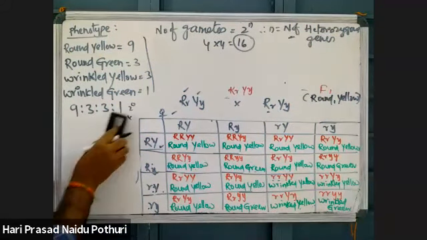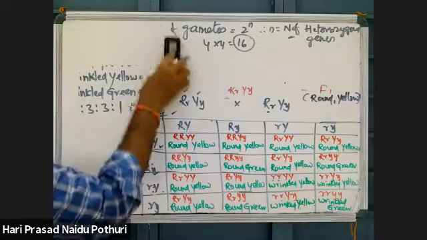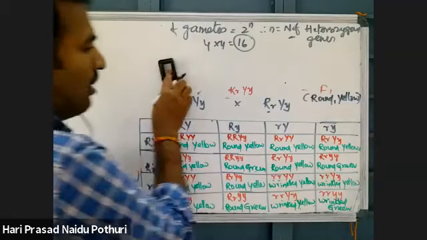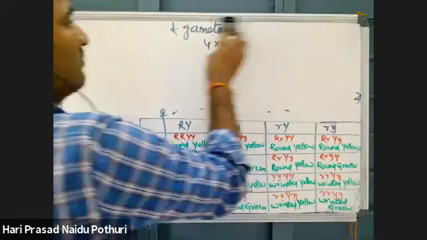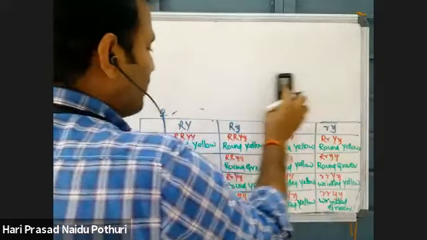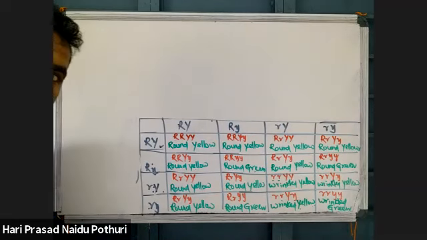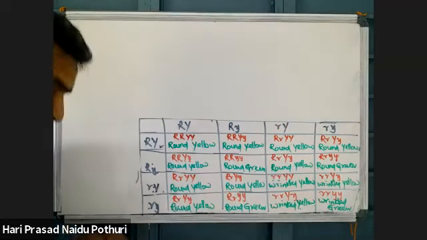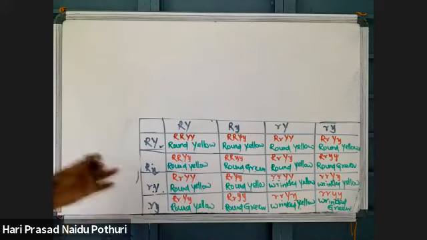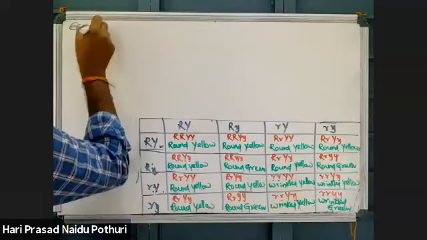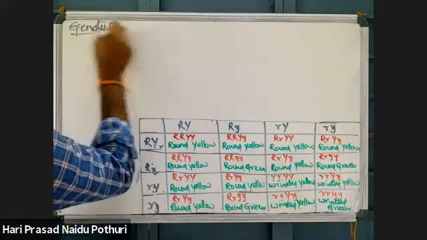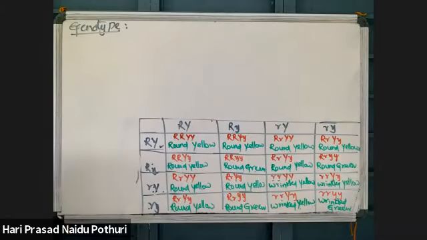Okay, now I will erase this phenotype. Based on this, how to write the genotype? What is the phenotype ratio of your dihybrid cross? Phenotype ratio is 9:3:3:1. Now write the genotype ratio. How to write the genotype?